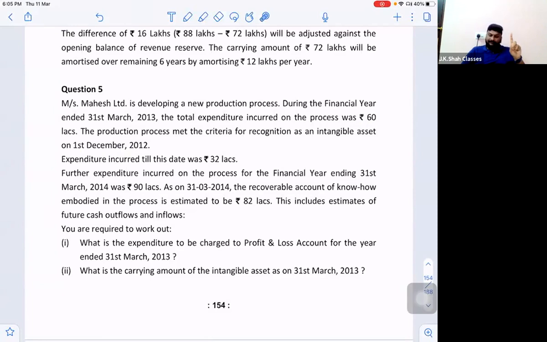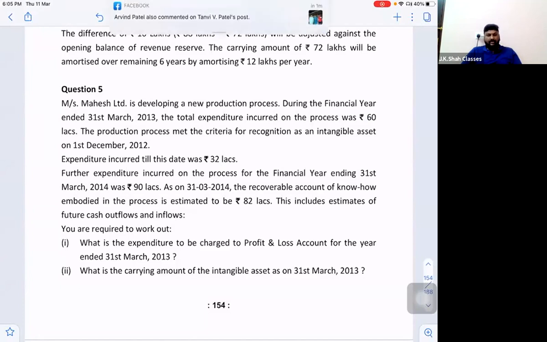So technically, as on 31st March 2013, the intangible asset in the books should be shown at what value? 60 lakh or 32 lakh, or the difference between the two, 28 lakh. I got one answer as 28 lakh. Niranjana gives 32. 28.